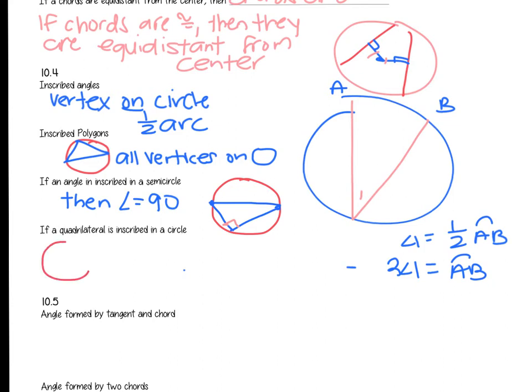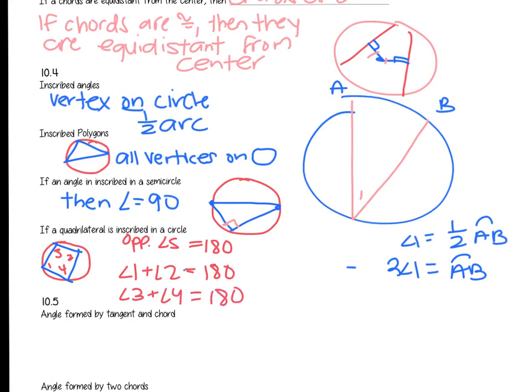If a quadrilateral is inscribed in a circle, what's true about its angles? Good. Opposite angles are supplementary. So in this case, angle 1 plus angle 2 would equal 180, and angle 3 plus angle 4 would equal 180.